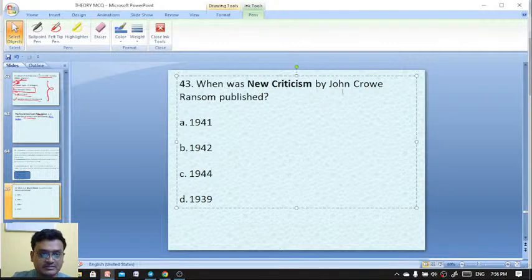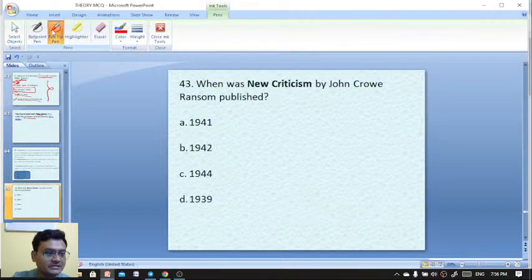When was New Criticism by John Crowe Ransom published, and the movement got its name after the publication of this work?